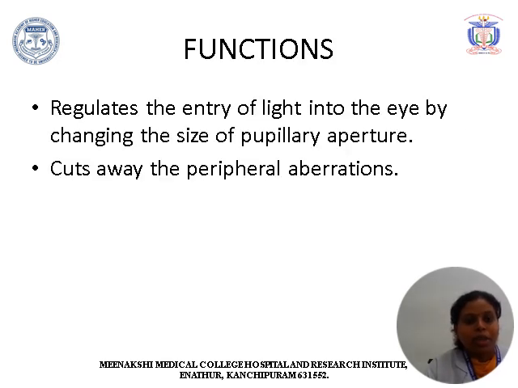What is the function of the iris? Function of the iris is to regulate the entry of light into the eye by changing the size of the pupillary aperture by means of sphincter pupillae and dilator pupillae, and it also cuts away the peripheral aberrations so that we see better.